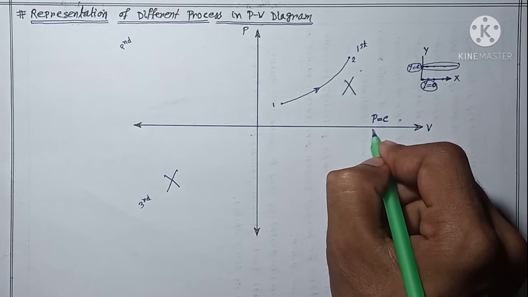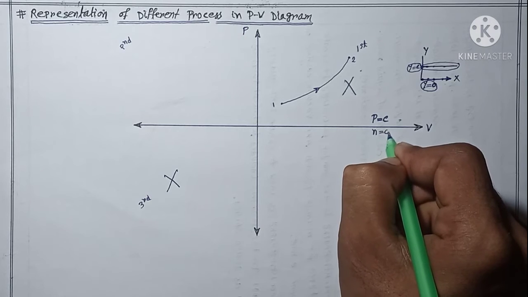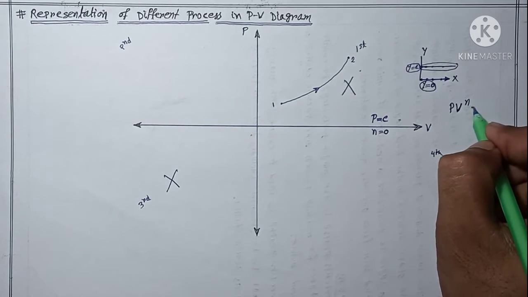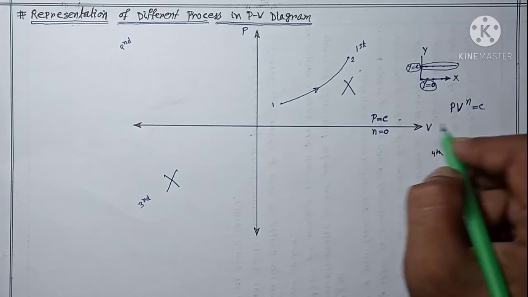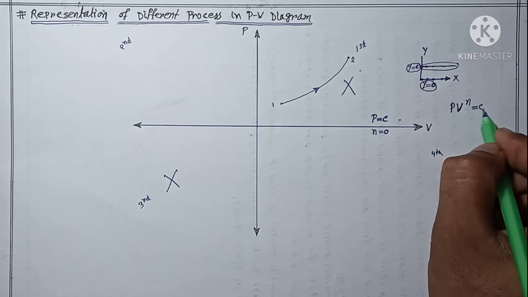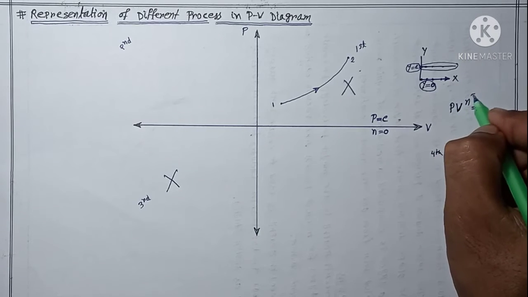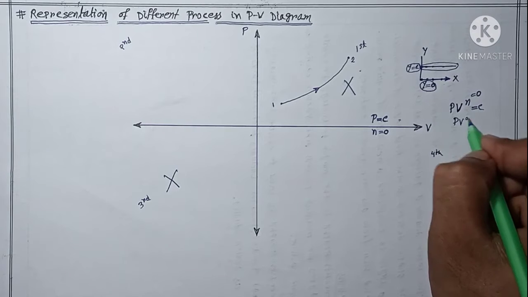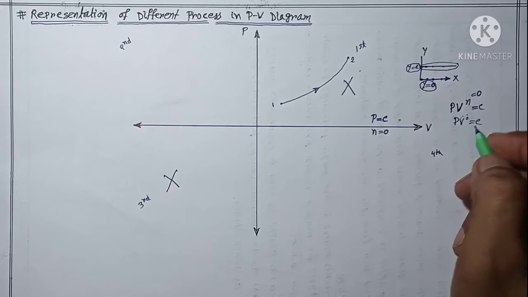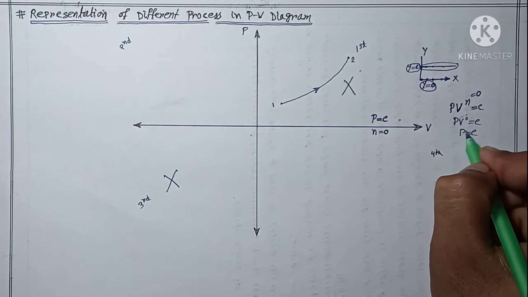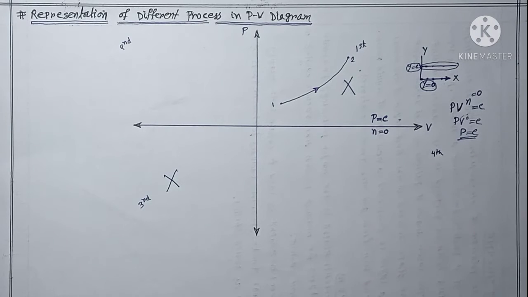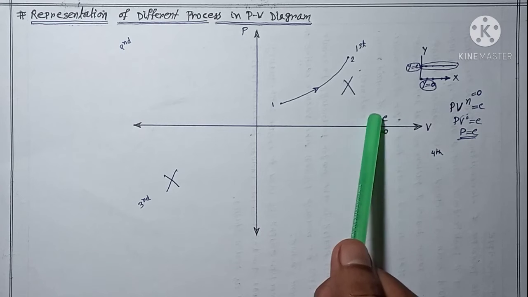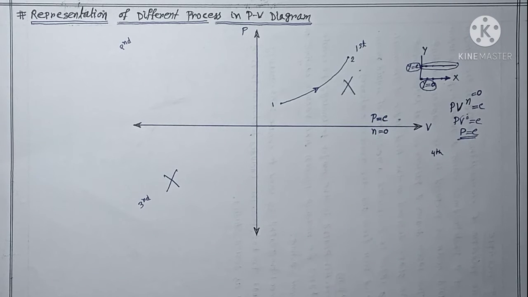So here you can say the n value is 0, because we know PV^n is equal to constant. If P should be equal to constant, then the n value should be 0, so V^0 is constant. V^0 means 1, so we are getting P equal to constant. This is the line which represents pressure equal to constant, meaning n value 0.